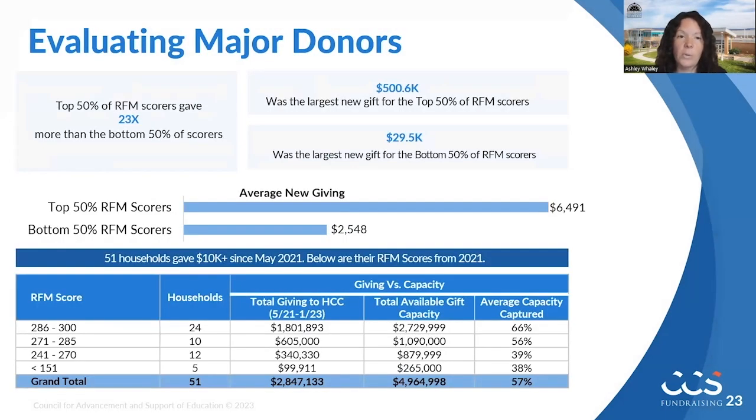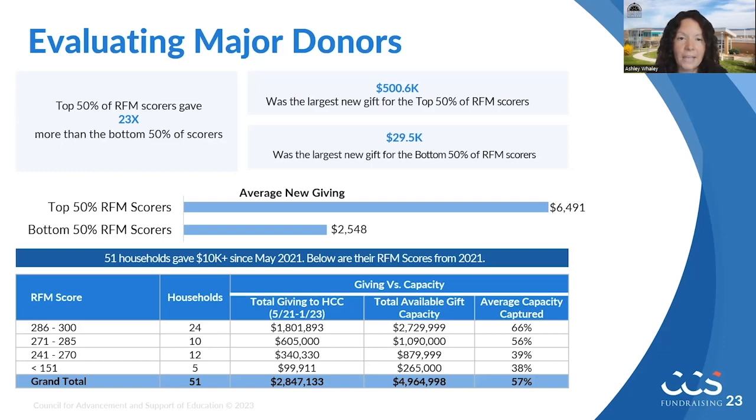So when we look and evaluate our major donors, the top 50% of the RFM scores gave 23 times more than the bottom 50% of scorers. And the largest new gift for the top 50% of RFM scores was a little over $500,000. And then the largest new gift from the bottom 50% of those scores was $29.5 thousand. And you can see in the slide too that our average new giving for the top 50% was a little under $6,500, and then the bottom 50% was right at $2,500.